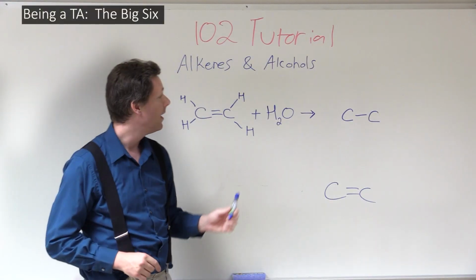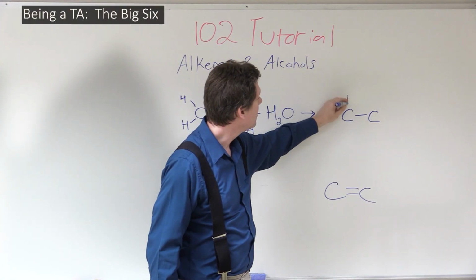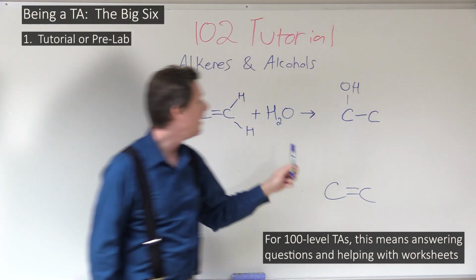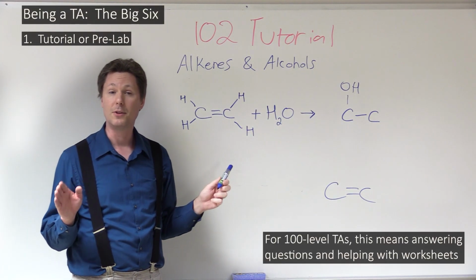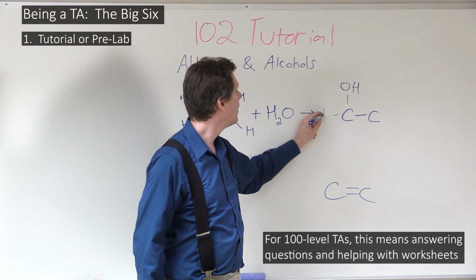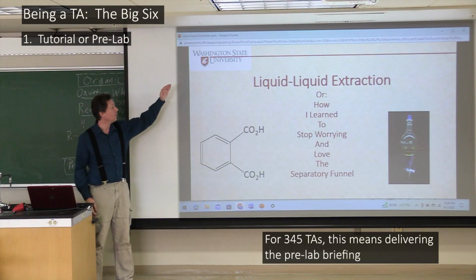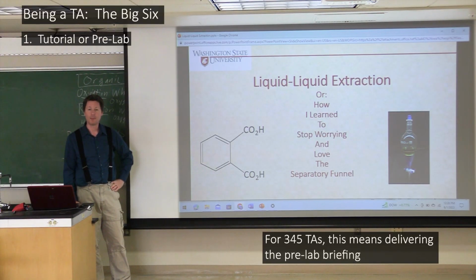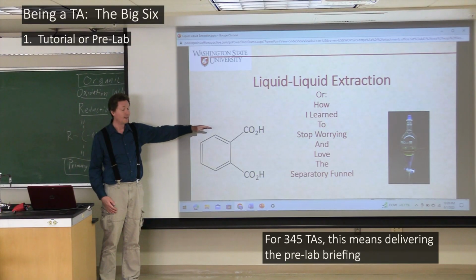Now let's go over what you'll be doing as a TA. The bulk of your job will consist of 6 things. First, if you're a 100 level TA, you'll be helping your students out during their tutorial sessions. This will mostly involve answering questions they have on the lecture material. Some instructors will give you worksheets or other exercises for your students to do during this time, so you'll be helping them complete these worksheets. If you're a 345 TA, you'll deliver the pre-lab briefing that explains what they'll be doing in lab that day. To help you out, we'll give you a presentation you can use to do this with.